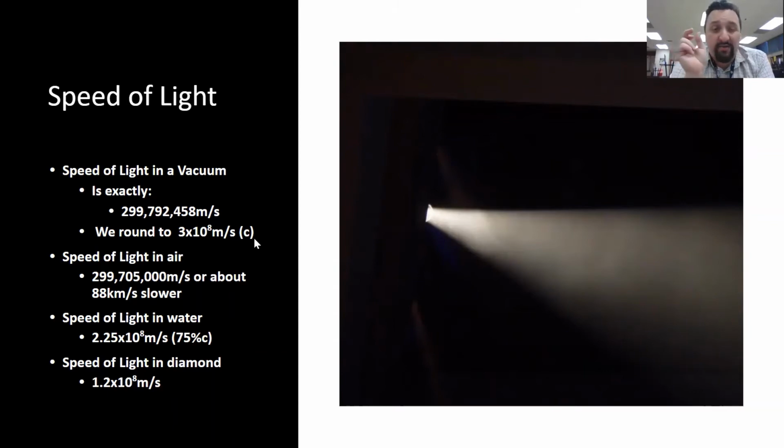Now, light slows down ever so slightly when it's traveling through the air of the Earth, compared to a vacuum like space. It's going to be moving about 88,000 kilometers per second slower, but it still rounds to 300 million meters per second, 3 times 10 to the 8th power. The speed of light slows down much more in water. It's going to travel at 75% of its speed, or 2.25 times 10 to the 8th meters per second, or 225 million meters per second. Finally, when light hits a clear solid, something it can travel through easily, like diamond, it's going to slow down even more: 1.2 times 10 to the 8th meters per second, or 120 million meters per second.